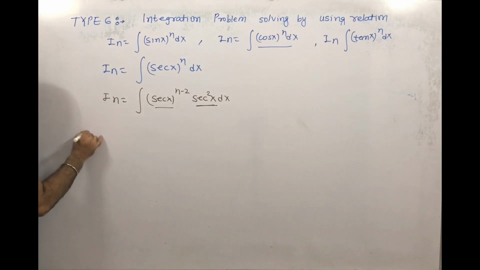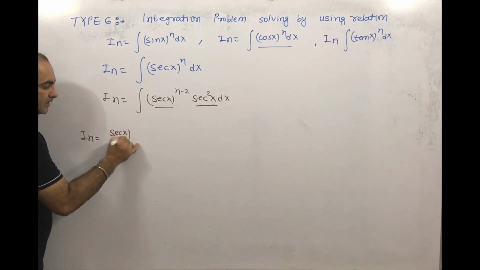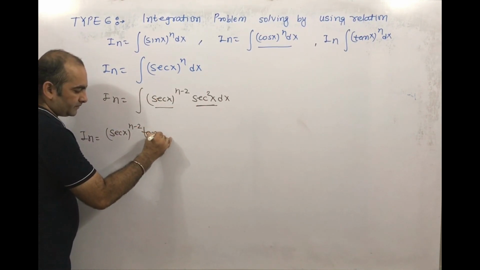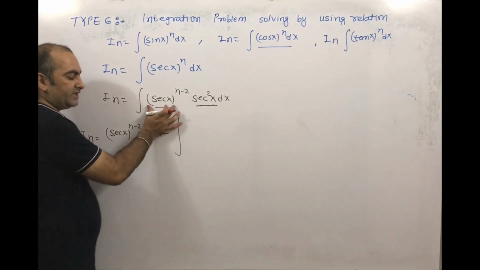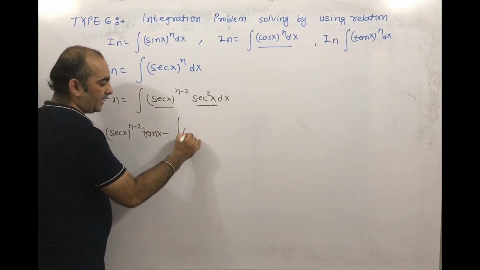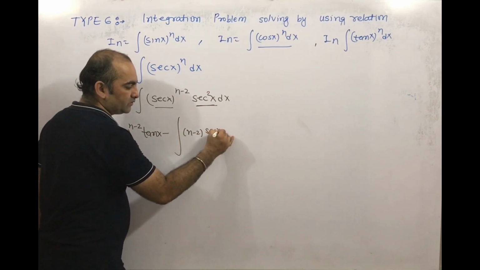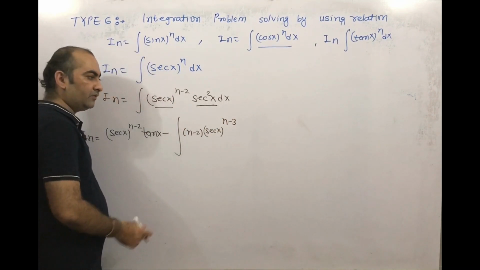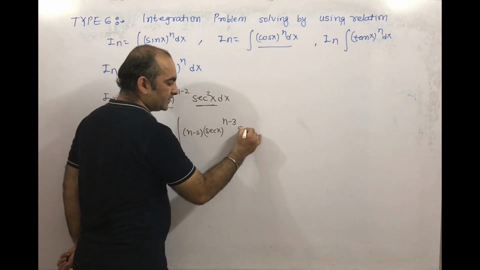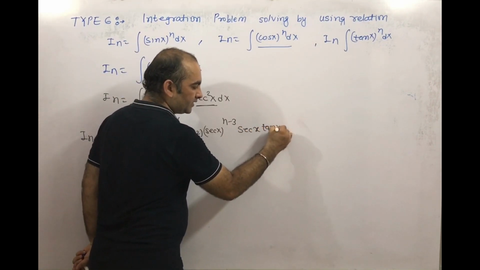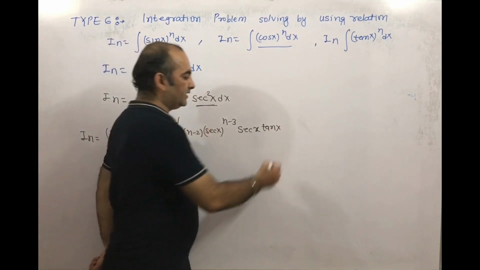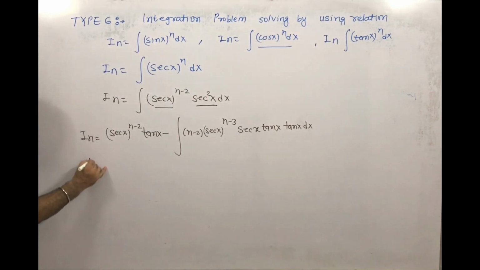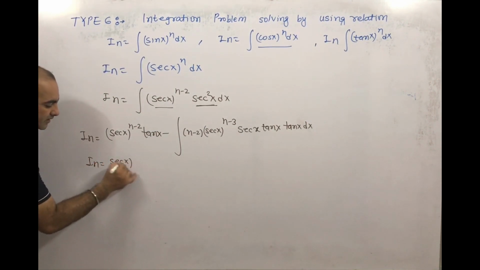So here, In equal to secant x to the power n minus 2, and the integration of secant square x is tan x, minus the integration of the differentiation of this one. The differentiation gives n minus 2 into secant x to the power n minus 2 minus 1, so n minus 3. Now we have to differentiate secant x. The derivative of secant x is secant x into tan x, and the integration of secant square x is tan x, dx.